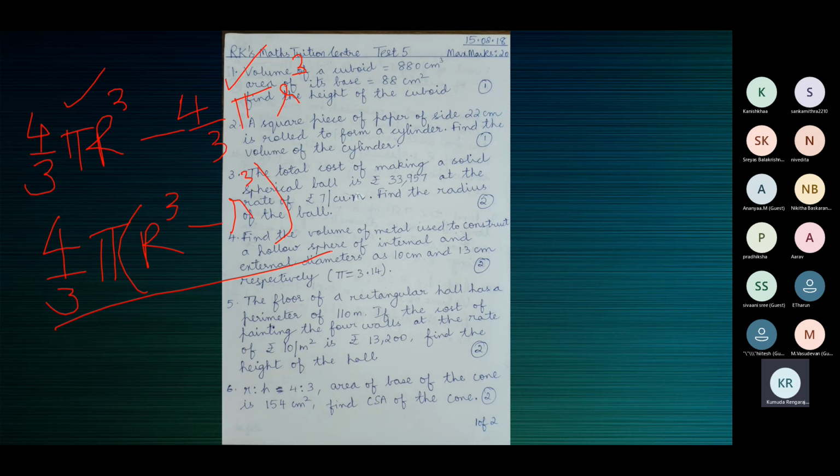Yes, please try. You must write small r is equal to 10 by 2, 5 centimeters. Capital R is equal to 13 by 2, 6.5 centimeters. Or if you want, you can use it as 13 by 2 itself. Pi, you have to take 3.14. You should not take 22 by 7.